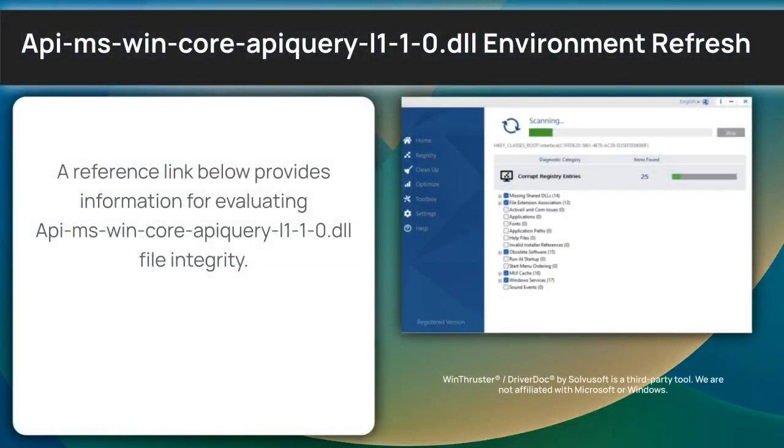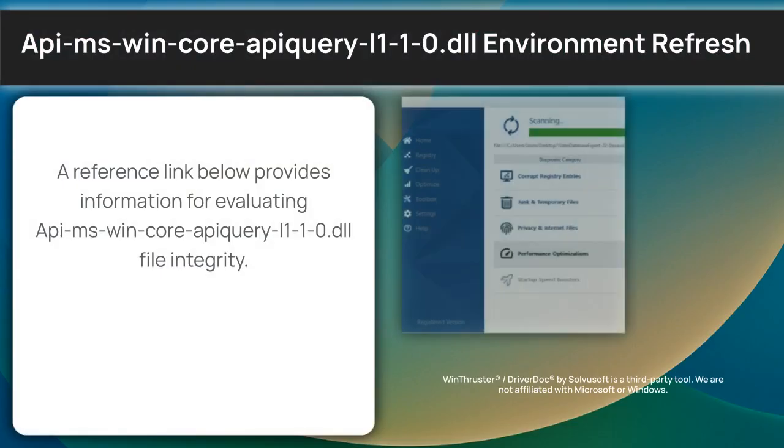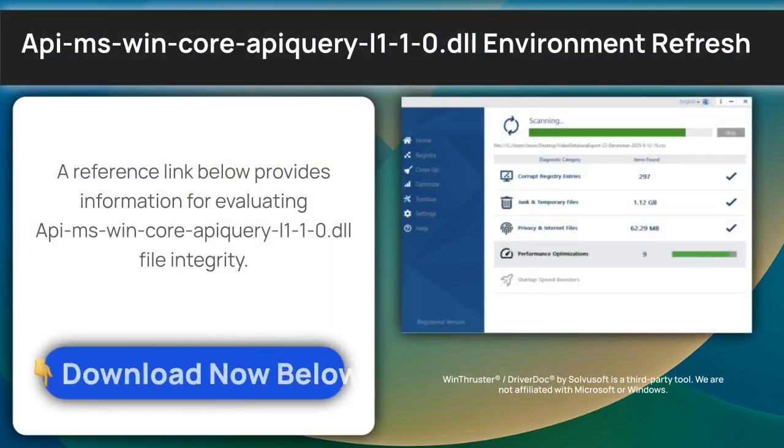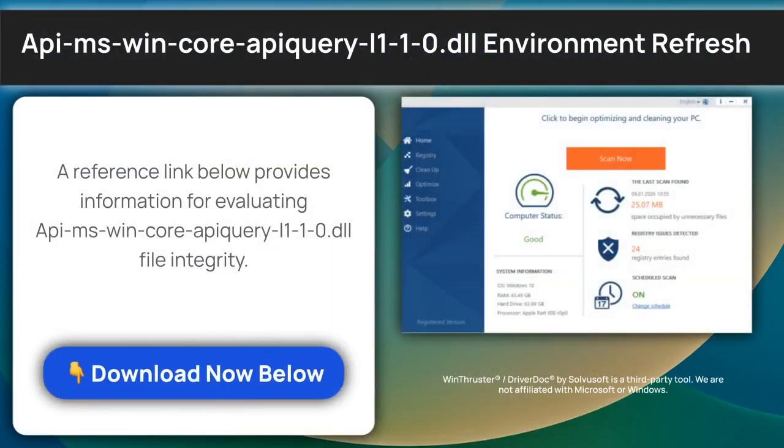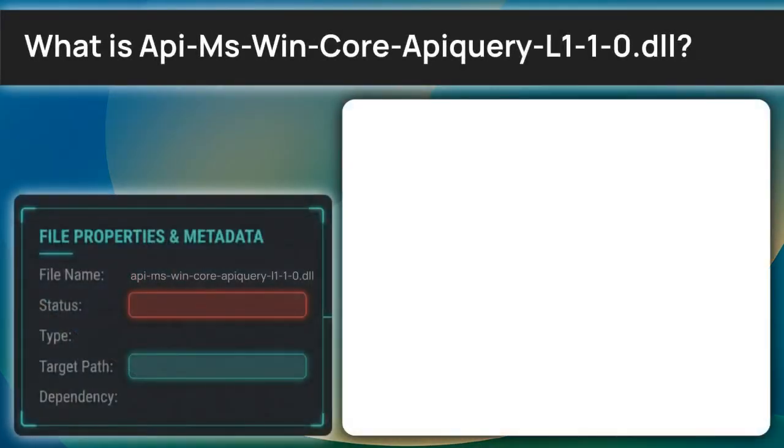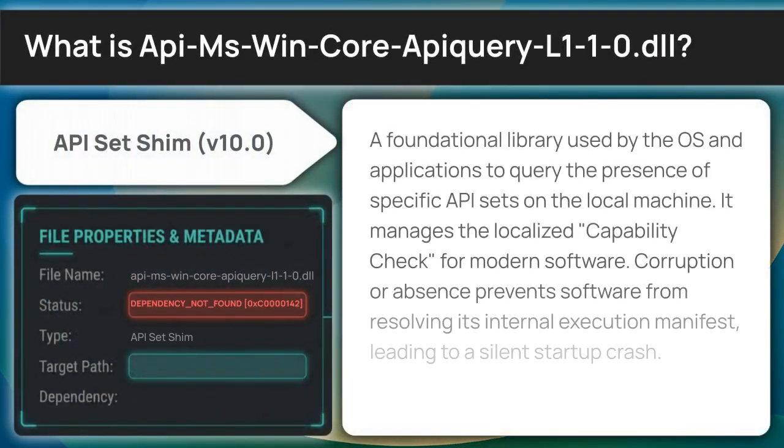Before we get started with win-core-apiquery library, you may want to try the diagnostic path below to ensure your system is properly synchronized. This is the win-core-apiquery library, a foundational library used by the OS and applications to query the presence of specific API sets on the local machine. It manages the localized capability check for modern software. Corruption or absence prevents software from resolving its internal execution manifest, leading to a silent startup crash.